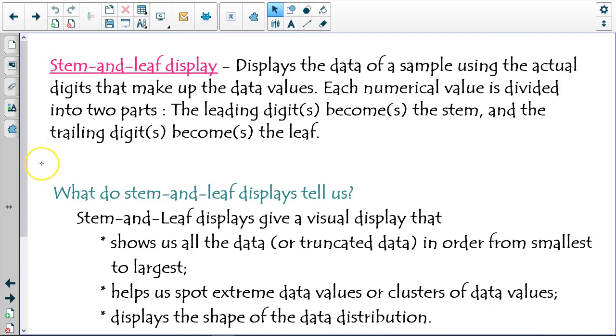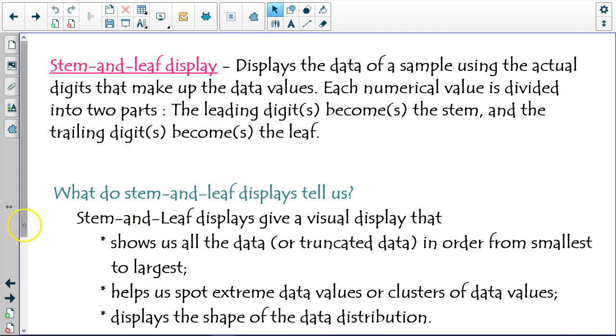So the last thing we talked about was the dot plot. You could see the distribution, right, how the data varied or how it was clustered using the dot plot. We have something else called a stem and leaf display or a stem and leaf plot. It displays the data of each sample using the actual digits that make up the data values. Each numerical value is divided into two parts. The leading digit or digits becomes the stem, and the trailing digit or digits become the leaf.